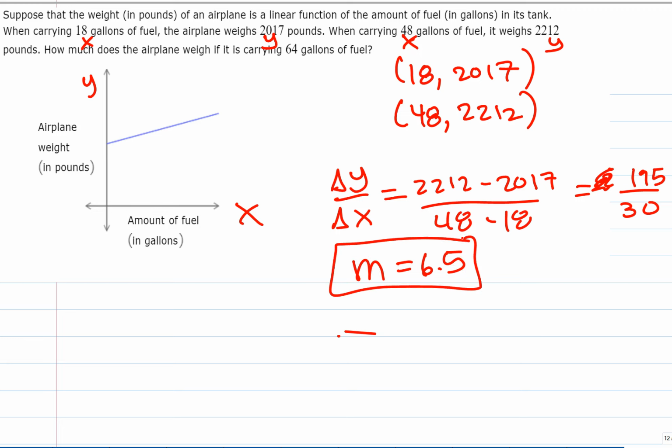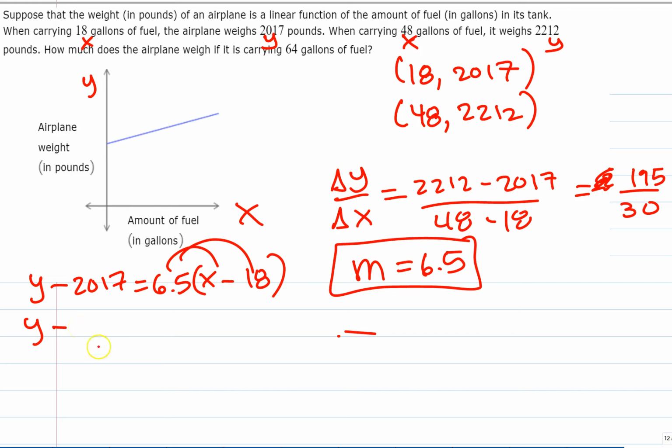Do we have an equation now? Unfortunately not. We got to write the equation. Y minus, pick a point. 18, 2017. What do I put right here with the y? Y minus the y. 2017 is equal to, what's the m? X minus 18. I need your help. What is 6.5 times 18? Negative, I got 117 even. Plus 2017.